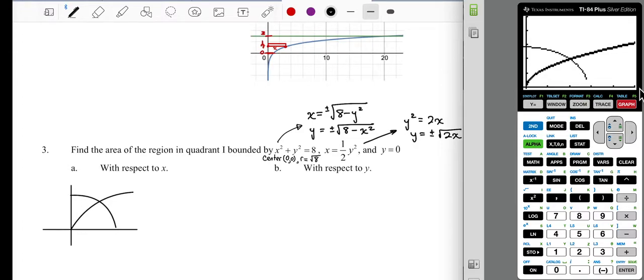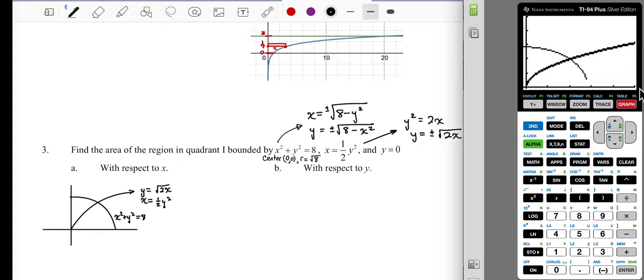The other part is circular, so I'll try to make that look somewhat circular. I mean, best I can do, even with the line draw tool, or the geometry tool. So this is my y equals the square root of 2x, also known as x equals 1/2 y squared. And this one I'm just going to write as x squared plus y squared is equal to 8, at least for now.